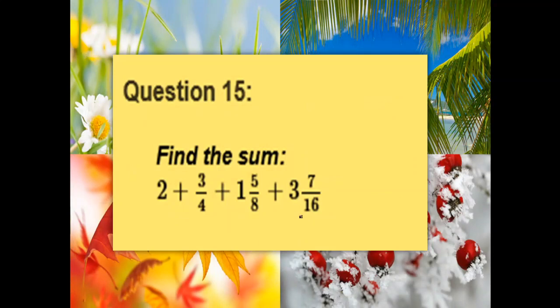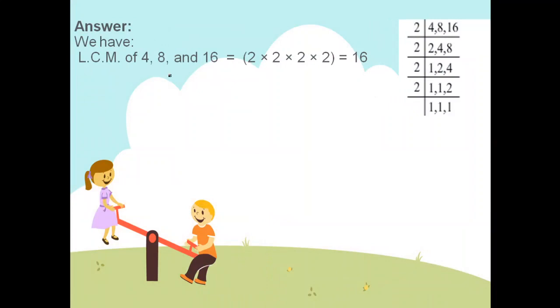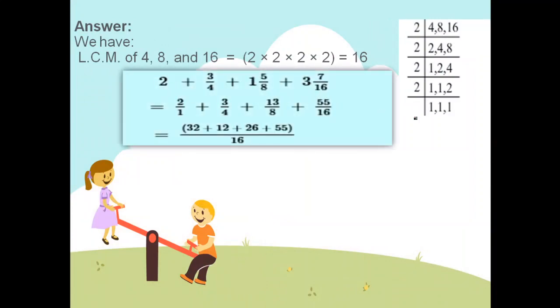Question number 5. Same question. Find the sum. You can use the method from the first question, number 15. Find the sum. So here you have to first convert into improper fractions and then take the LCM and then find the answer. Here I have to show the solution.